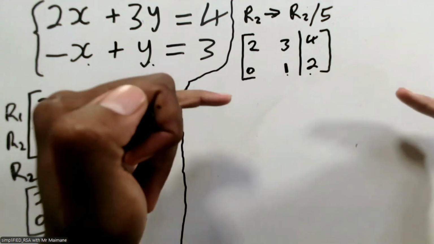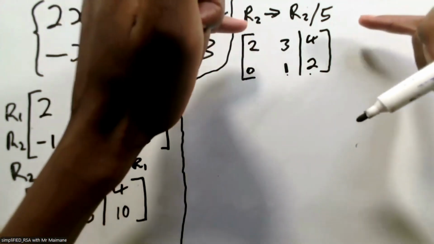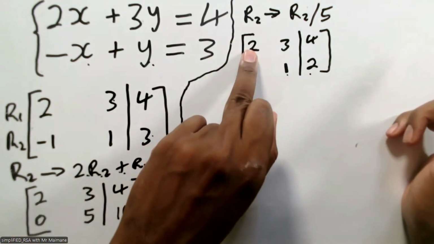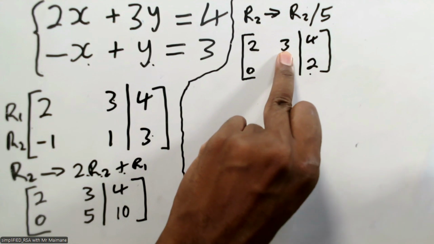I'm happy with that. Now I'm going to use the second row to manipulate the first row to have a 1 here and a 0 here, as I've stated when the video began.